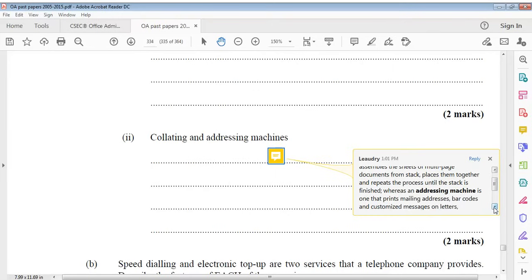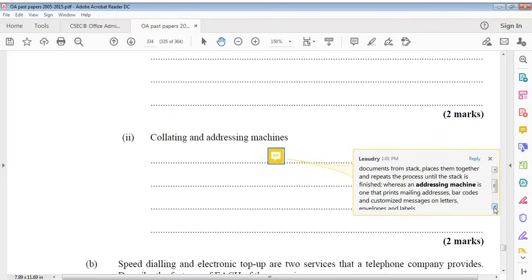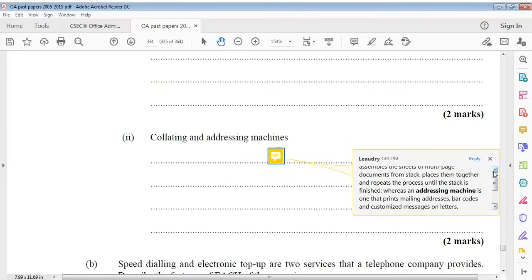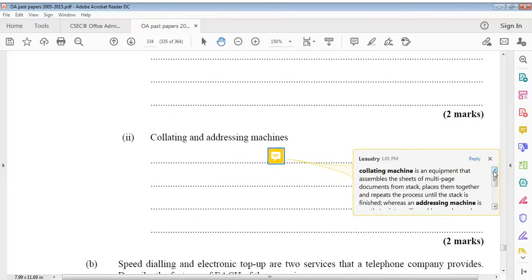Whereas an addressing machine is one that prints mailing addresses, barcodes, and customized messages on letters, envelopes, and labels. So let us say that again.